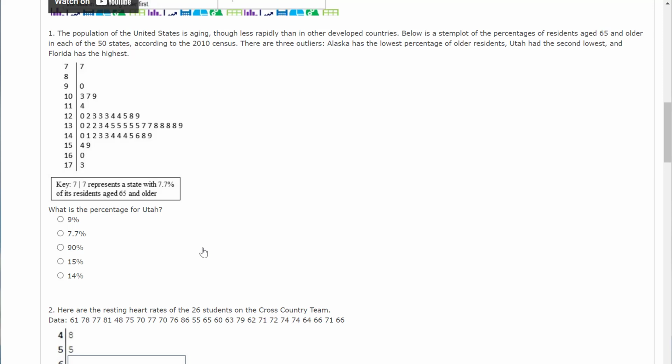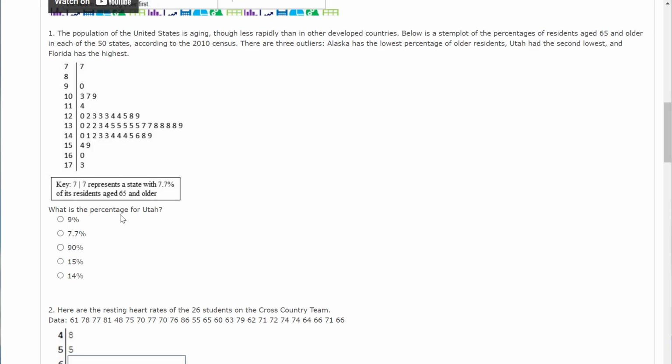Below is a stem plot of the percentages of residents age 65 and older in each of the 50 states, according to the 2010 census. There are 3 outliers. Alaska has the lowest percentage of older residents. Utah has the second lowest, and Florida has the highest. So Utah has the second lowest.